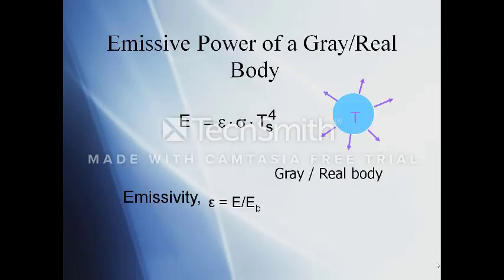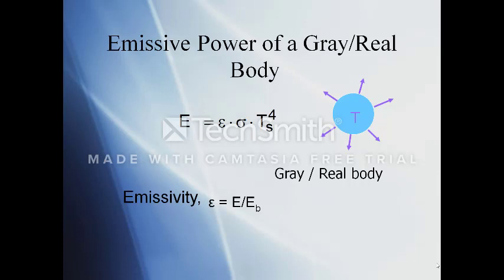Then we define gray body or real body. At any given temperature, gray body emits less amount of radiation than a black body can emit at the same temperature. So from this, you can define a new property called emissivity. Emissivity epsilon is defined as the ratio of emissive power of a given real body or gray body to the emissive power of a black body at the same temperature. So this is called emissivity.